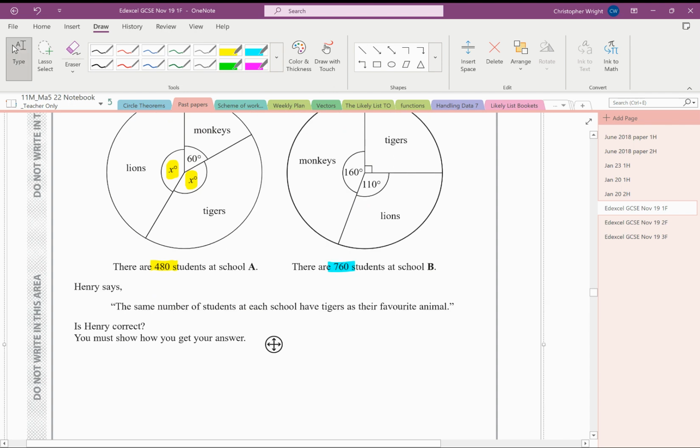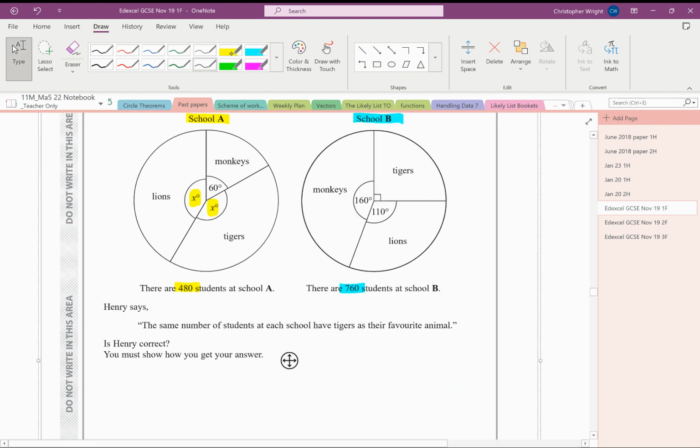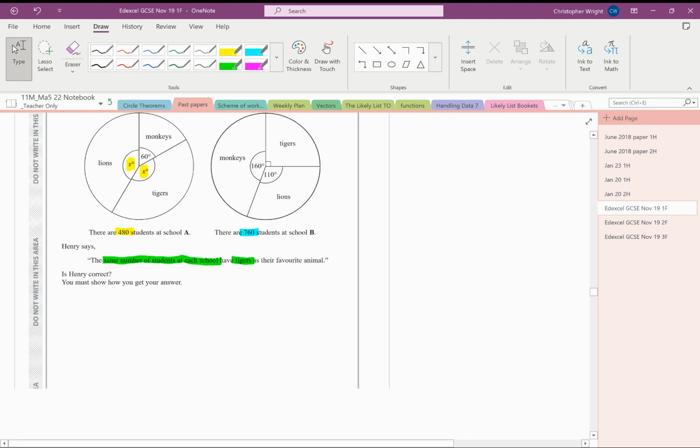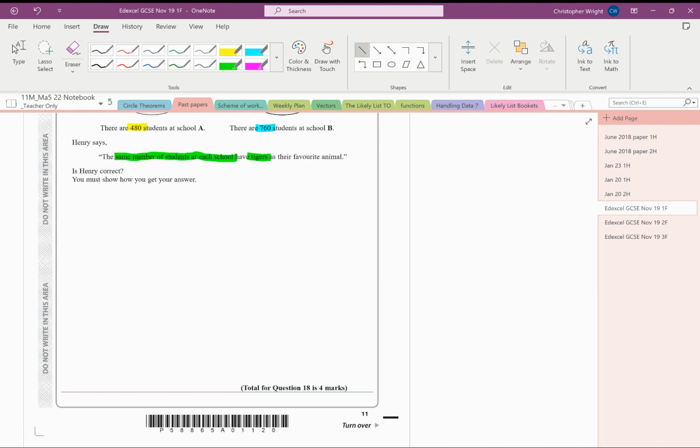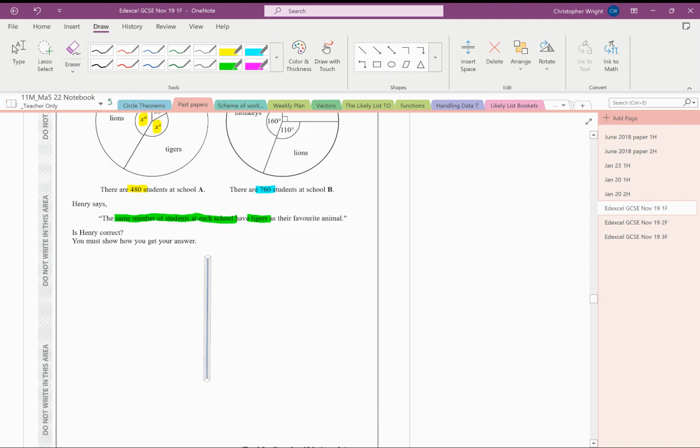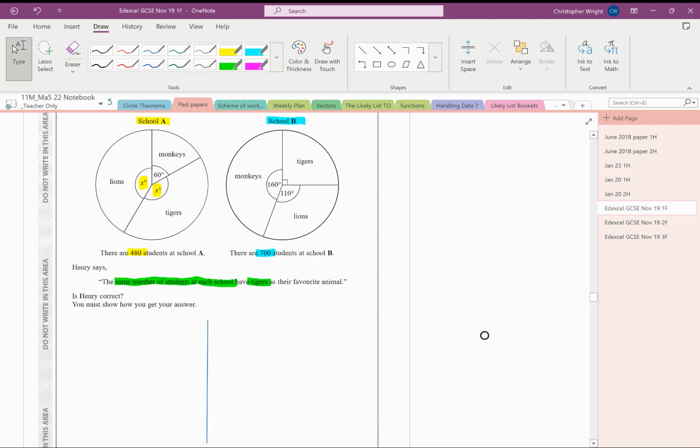Henry says the same number of students at each school have tigers as their favourite animal. Is Henry correct? We better have a look and see how many pupils at each school have tigers as their favourite animal. I'm going to cut this answer sheet in half and do some work on School A on the left-hand side. We want to work out how many students have tigers as their favourite.